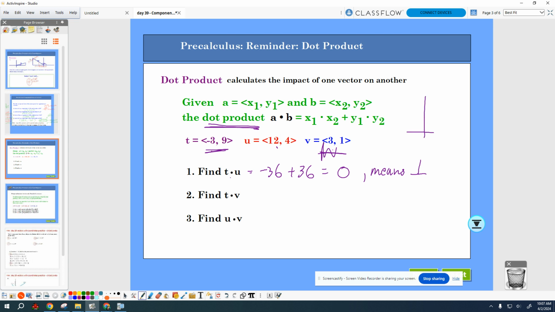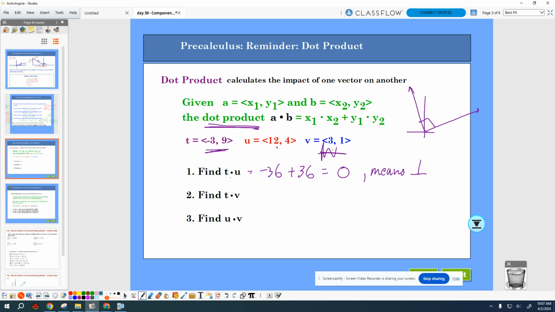So if I graph them, negative 3, 9 is up here, and 12, 4 is there. So they have no relation. They don't help each other out. The meaning of dot product is how much this vector and this vector help each other.